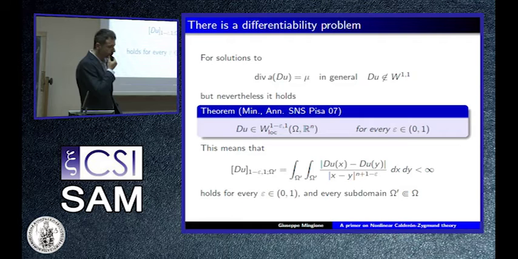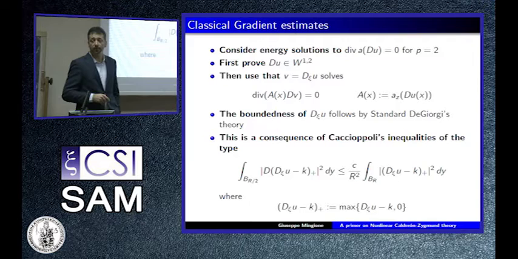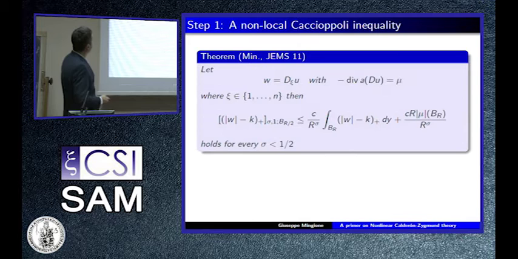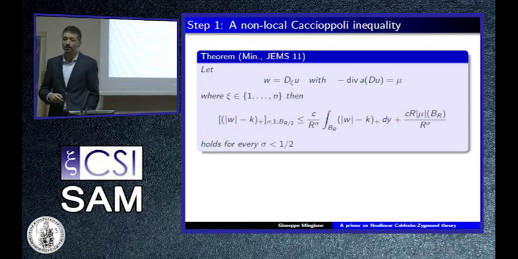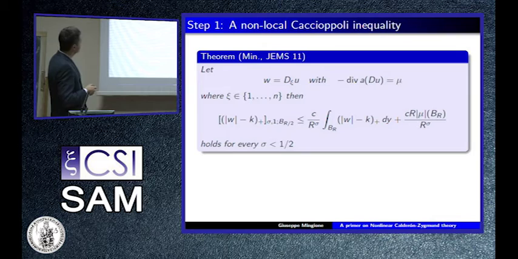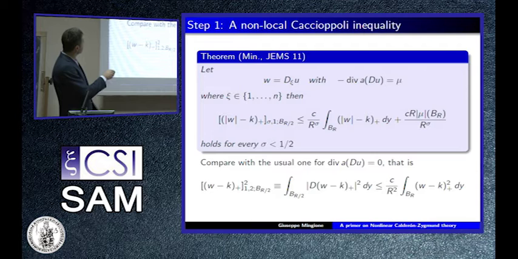Now the idea is that you can replace the standard Caccioppoli-type inequality, where you control second derivatives by first derivatives, with a new fractional Caccioppoli-type inequality, where you control fractional derivatives of the gradient by the gradient itself. Essentially, you prove that Caccioppoli inequalities are robust enough to resist all kinds of environments. In particular, when the right-hand side is a measure, you get a Caccioppoli-type inequality of the Giorgi type, with the truncation, but where you're not controlling the second derivatives, but the σ derivatives, so a bit of derivative.